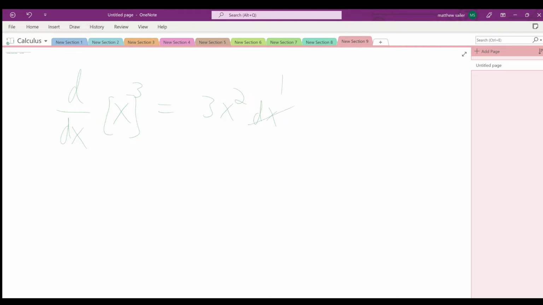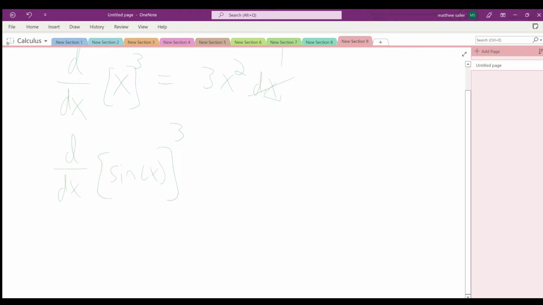However, if we have something like the derivative of sine of x, instead of just x by itself, and sorry, I'll change that to a cubed, then this dx really comes into play. So what I do with problems like this is I really define what the inside of the function is. So in this case, instead of x, we have sine of x. So I define this as u. So I say u equals sine of x.